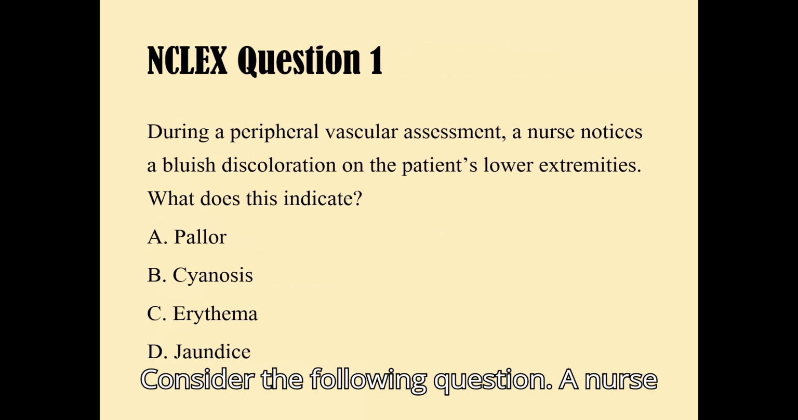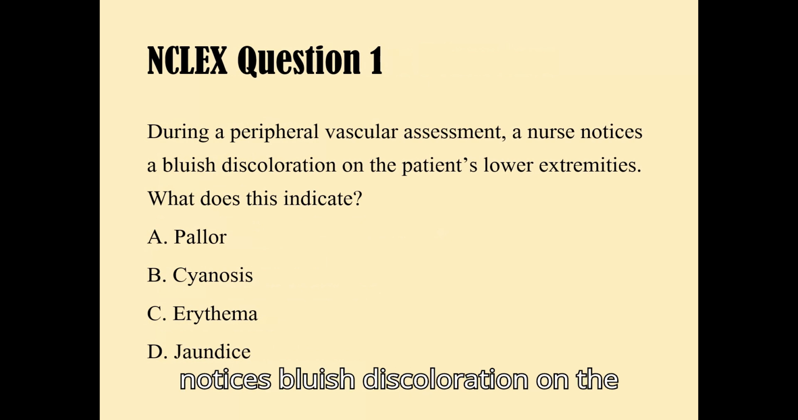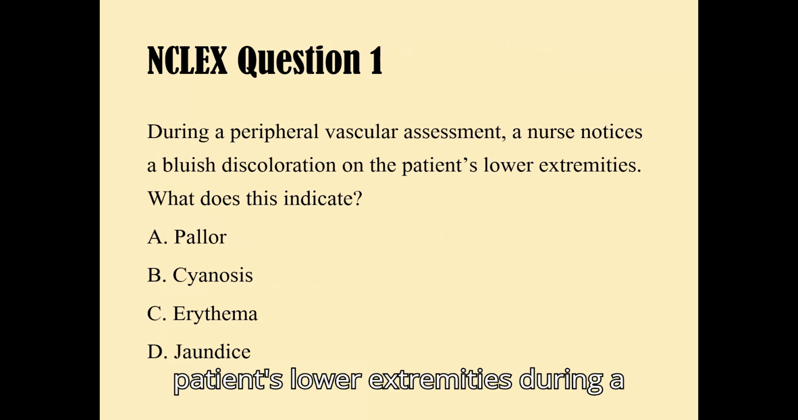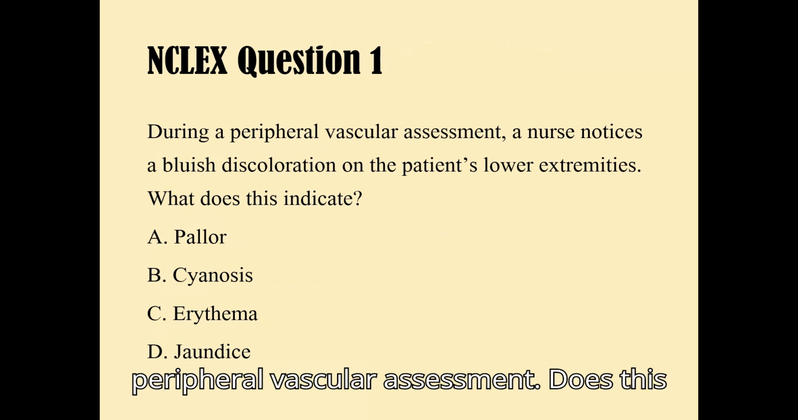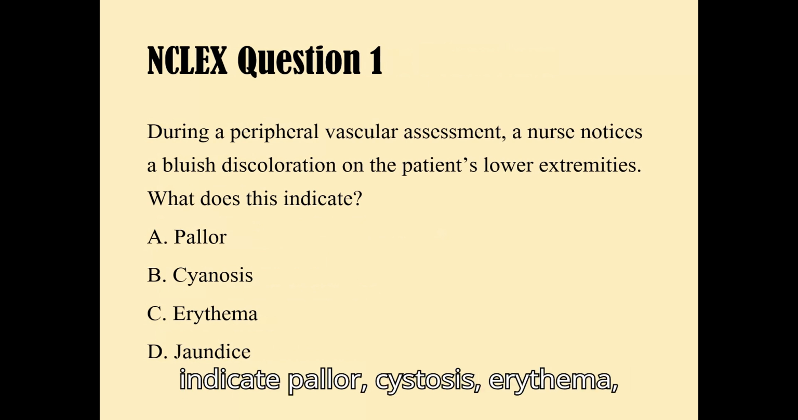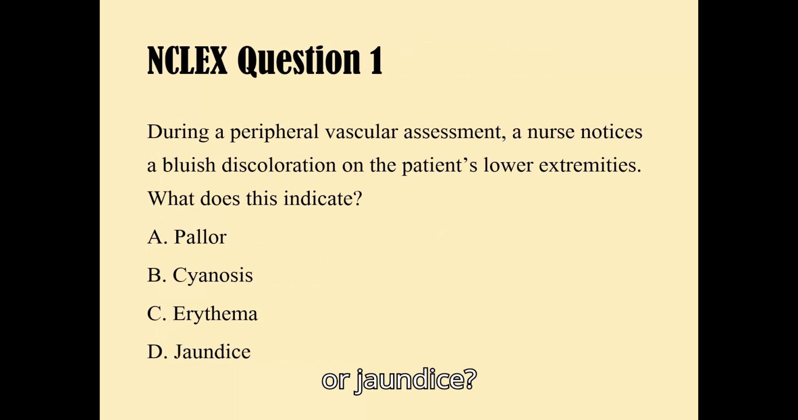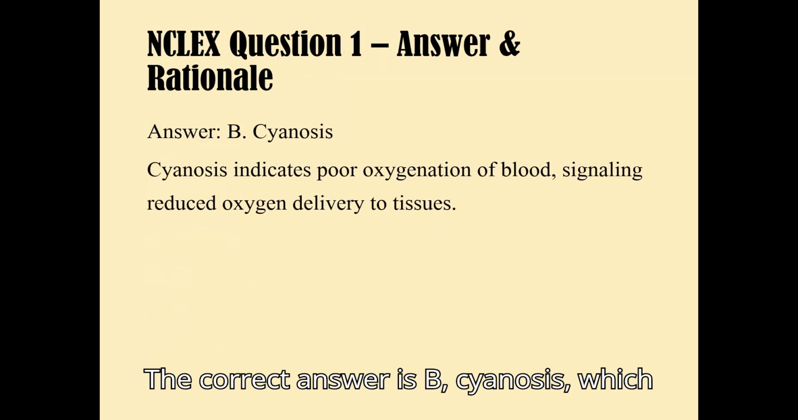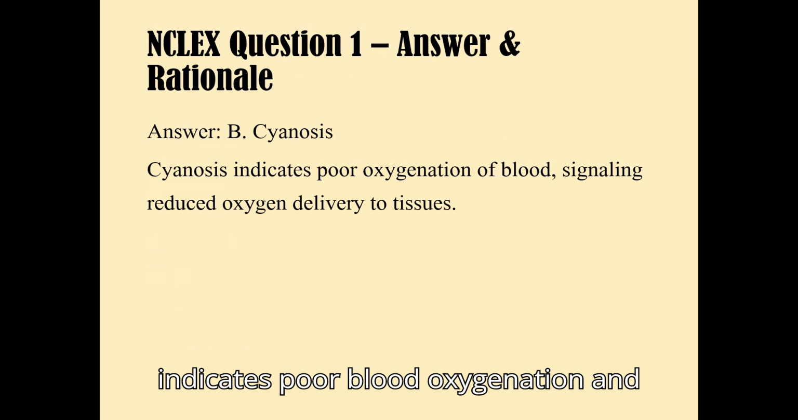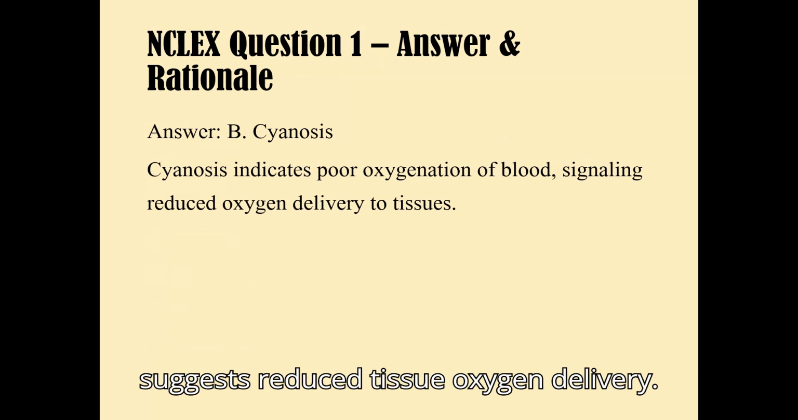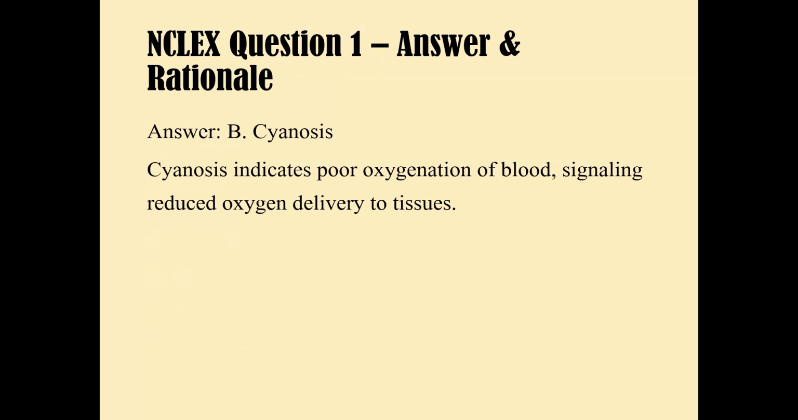Consider the following question. A nurse notices bluish discoloration on the patient's lower extremities during a peripheral vascular assessment. Does this indicate A, pallor, B, cyanosis, C, erythema, or D, jaundice? The correct answer is B, cyanosis, which indicates poor blood oxygenation and suggests reduced tissue oxygen delivery.